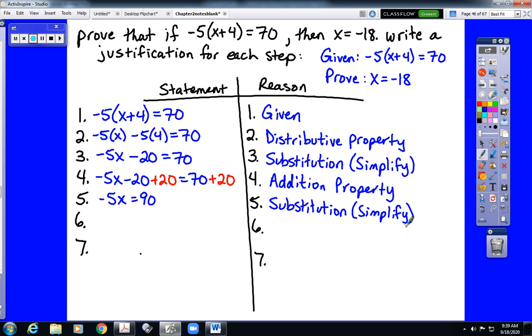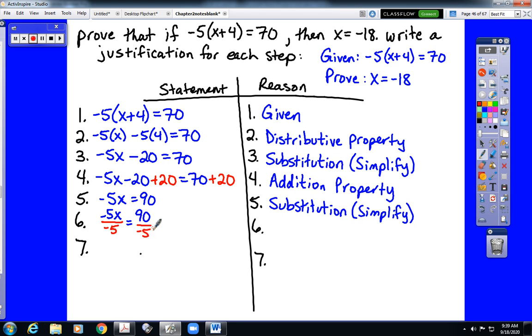The next step in the process of solving this equation would be to divide. So we're going to divide both sides of our equation, if I can get my pen to behave. Stop it, pen, I don't have time for this. There we go. To divide each side of this equation by -5.